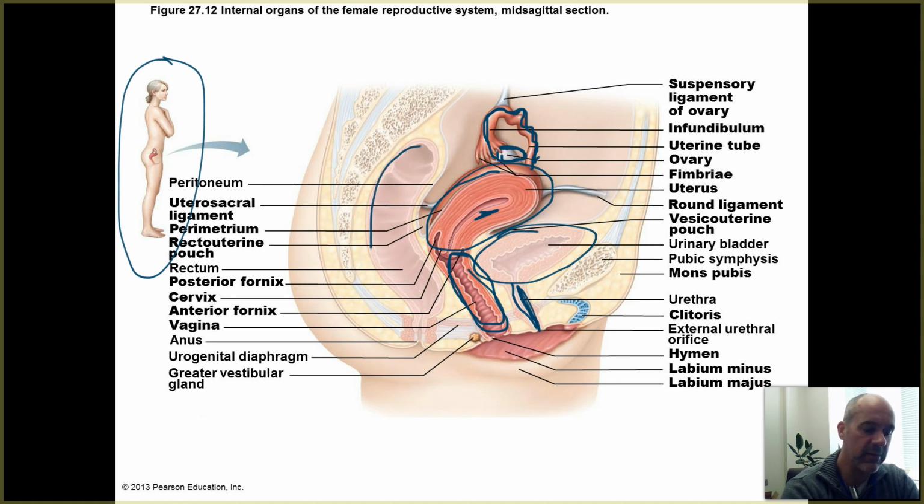And then back in here, this is the rectum in cross section, and then here's the anus over here, and the sphincters of the anus. So the anus and the rectum are posterior to the vagina and the uterus.